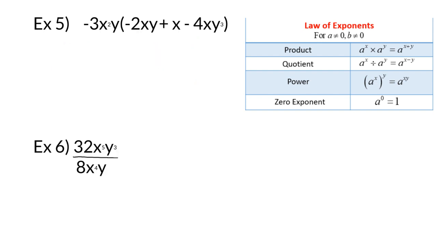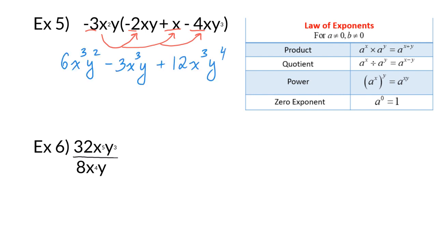In example 5, I'm going to simplify, but I'm going to skip writing the middle step. I'm just going to point out how I'm deciding the sign by looking at the coefficient. -3, -2, that's going to give me a positive number. -3 positive x, that's going to give me a negative number. -3 -4, that's going to give me a positive number. So let's distribute and simplify in one step. Paying close attention to the coefficients and using our exponent laws, this is my final answer.